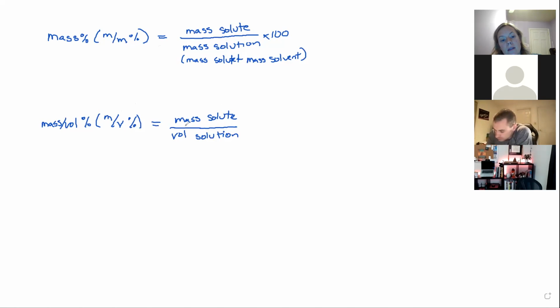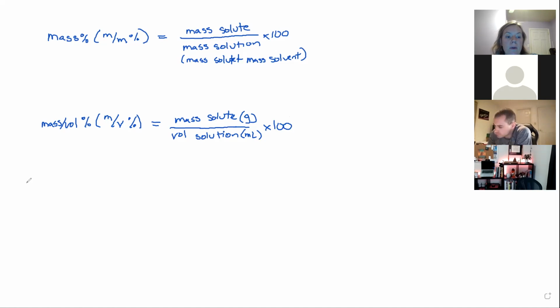And the units on this one really need to be defined. The top value is in grams. The bottom value is in milliliters. Okay, and then you multiply this whole thing by 100. That's just the way it goes. So if I said, hey, I dissolved 14 grams of salt in 55 milliliters, you'd be able to come up with a mass volume percent for it.